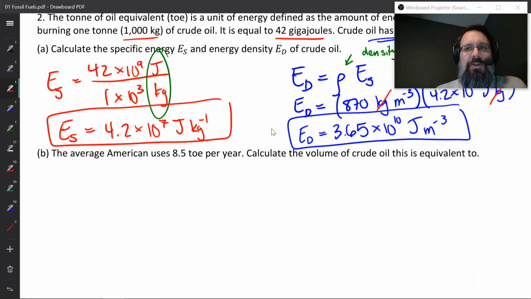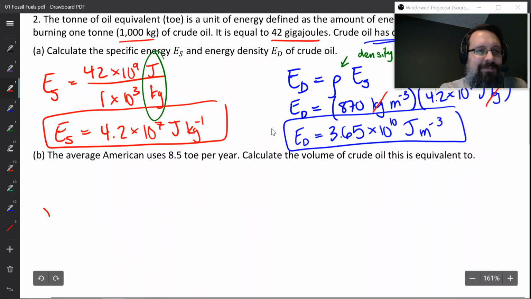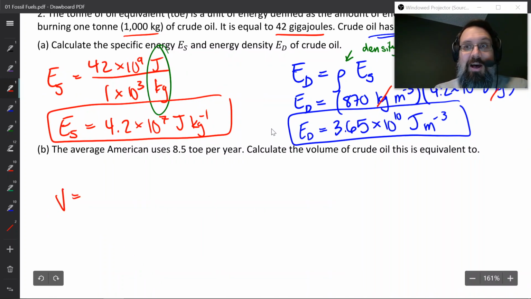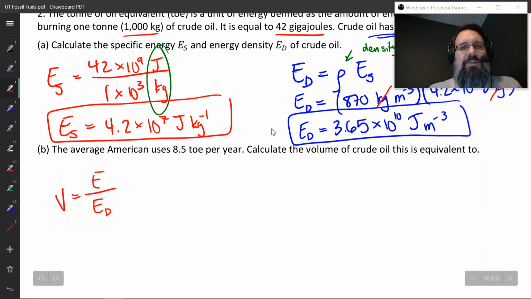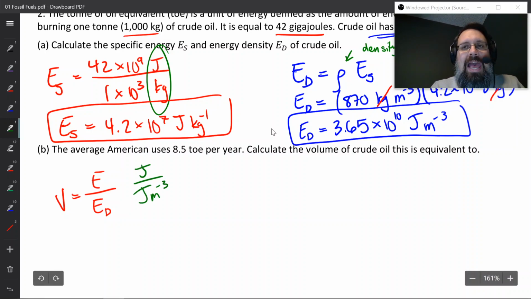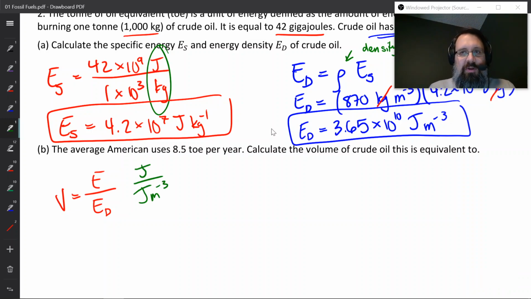Okay, so the first thing we want to do is realize that we can create this equation. We can say that the volume of crude oil, the volume, is the energy divided by the energy density. So let's think about why this equation works. Energy is in joules. Energy density is joules per cubic meter. So you can see that the joules on top divided by joules per cubic meter on the bottom will end up giving us cubic meters, which is the unit of volume.